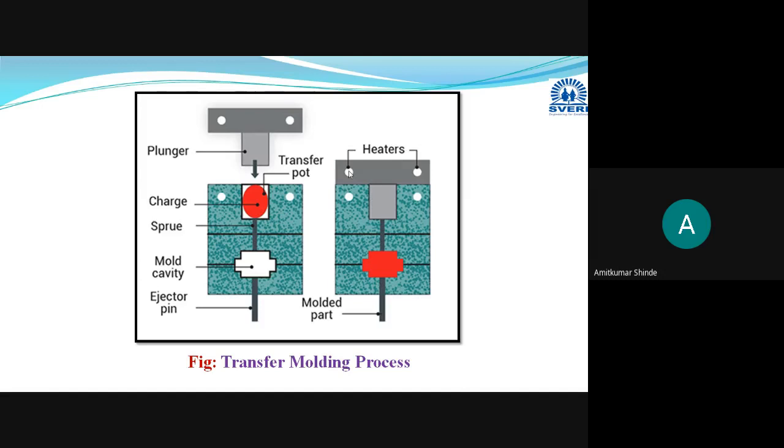In the second stage, we apply pressure with the help of this press or plunger, and the mold is closed. Simultaneously, heating is provided, using an electric cartridge, oil, or steam. Due to the heat and the plunger pressure, the material transforms from solid to a liquid or semi-solid phase and is transferred through the gating system, which may consist of a sprue, or a gate and runner arrangement, into the mold cavity.